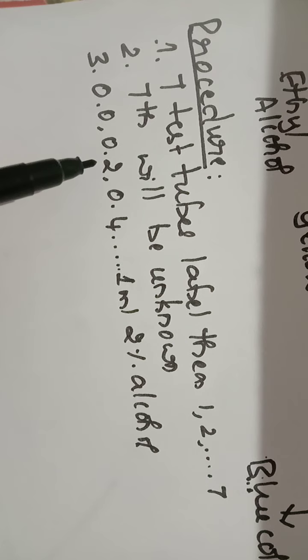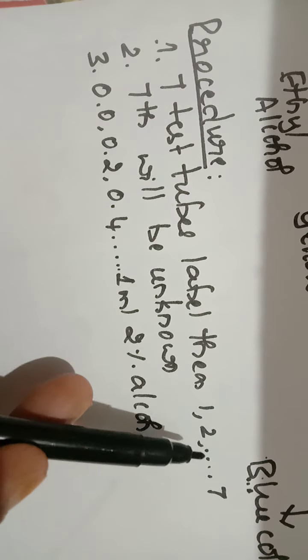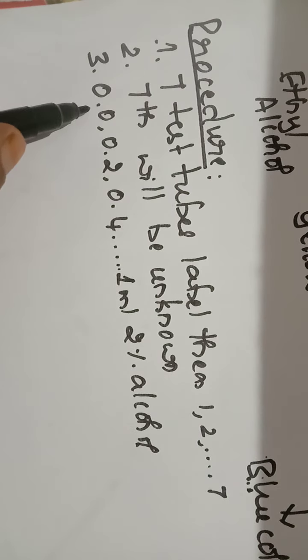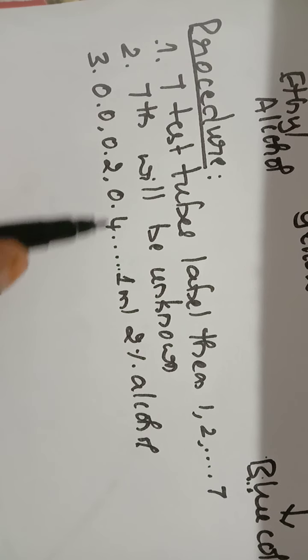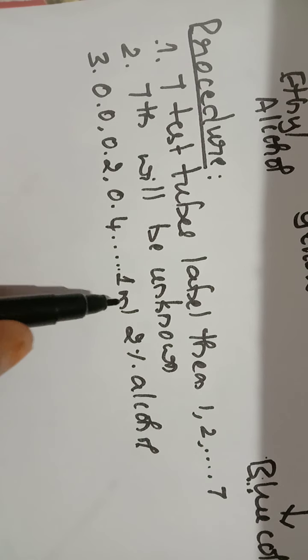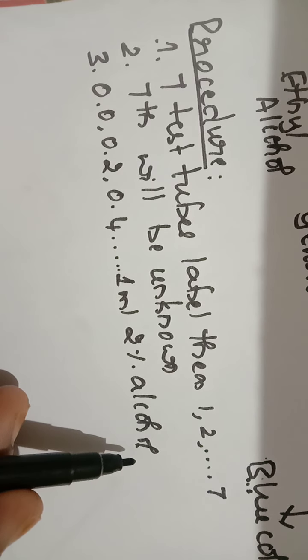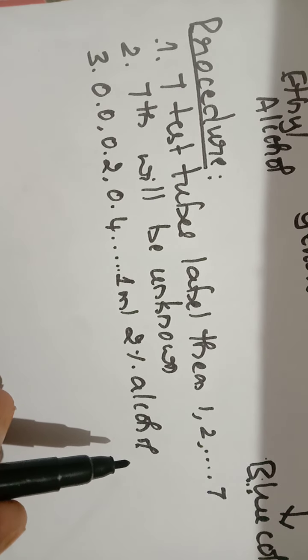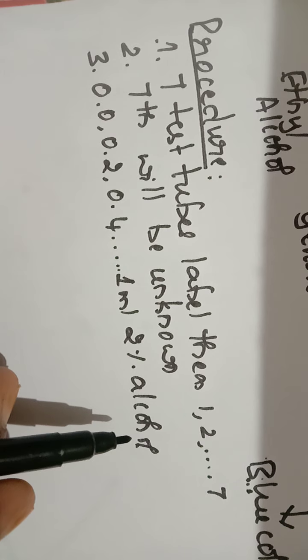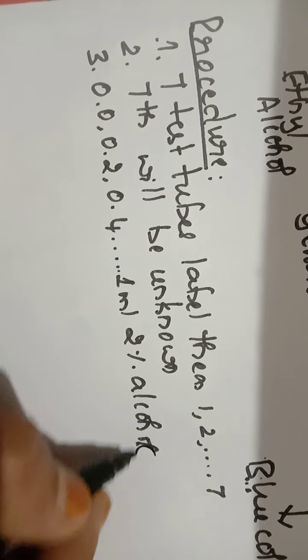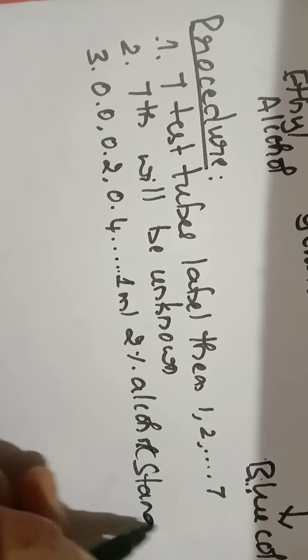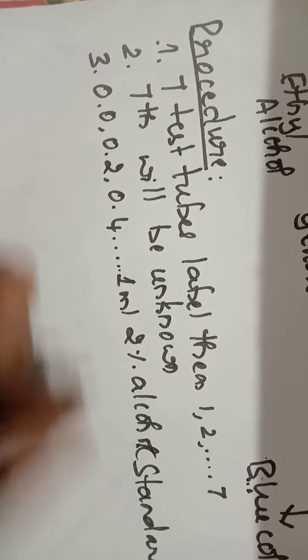Okay. To the test tubes labeled 1, 2, 3, 4, 5 and 6, we are going to add 0.0, 0.2, 0.4, 0.6, 0.8 and 1 ml of 2% alcohol solution. Okay, and this will be the standard. 2% alcohol will be the standard.